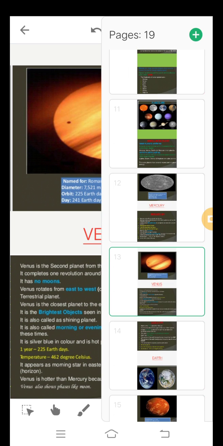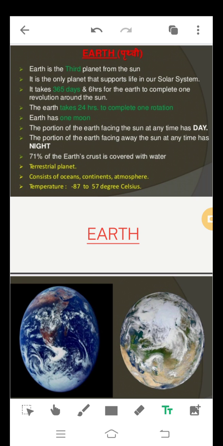And next is our own planet, the Earth. Earth is the third planet from the Sun, and it is the only planet that supports life in our solar system because Earth has an atmosphere which gives air to breathe. It has water. It has suitable temperature due to which it can support life.